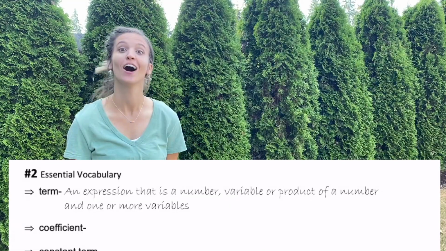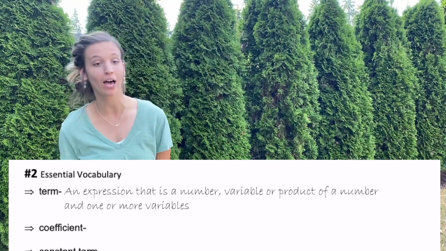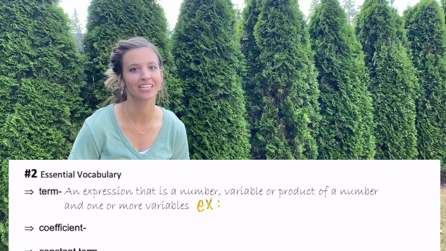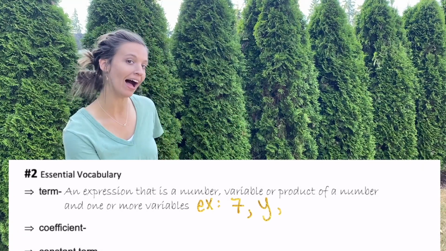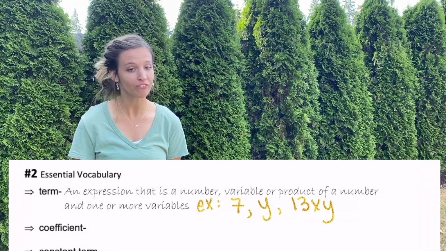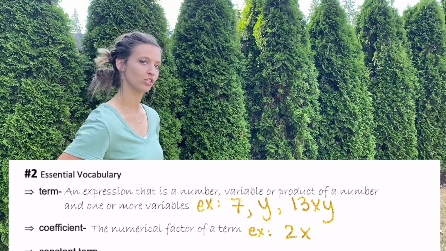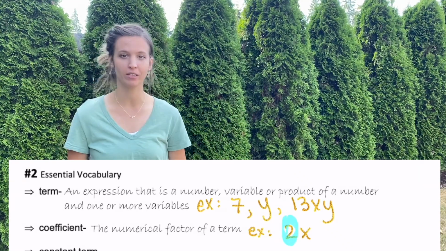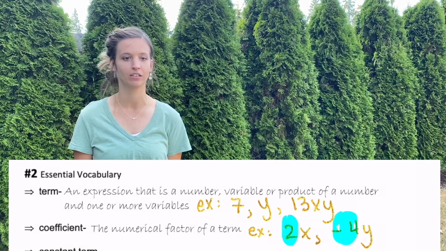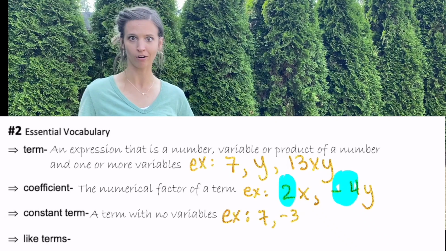It's important. First one's term, an expression that is a number, variable, or a product of a number and one or more variables. Term. Let's write down a few examples, like 7, or y, or 13xy. Next one, coefficient. A coefficient is the numerical factor of a term. So like 2x, 2 would be the coefficient, or -4y, -4 would be the coefficient. Okay, constant term, a term with no variables. So like a number, 7.